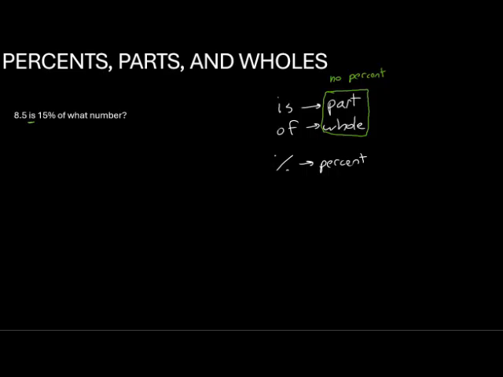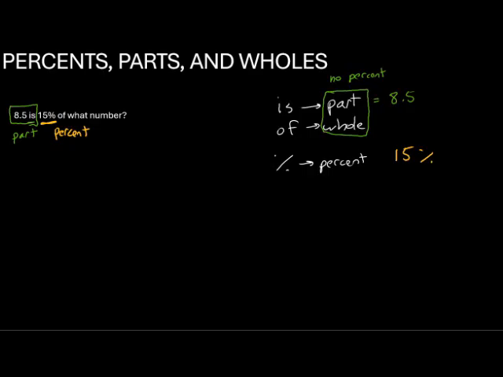Therefore, the 8.5, since it does not have a percent, gets access to the word is. The number that does have the percent cannot also be one of the other parts. Because of this percent sign, the 15% must be only the percent. The 8.5, since it's without the percent, gets to be the part because that's the word connected to is. We'll write that the percent is 15% and the part is 8.5.